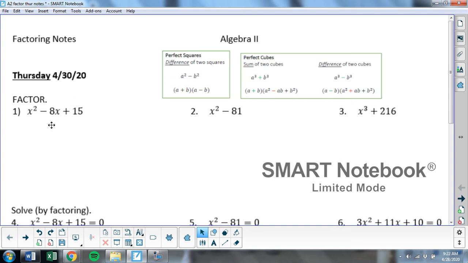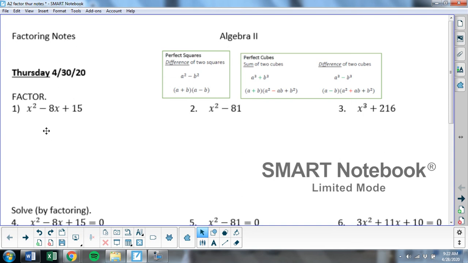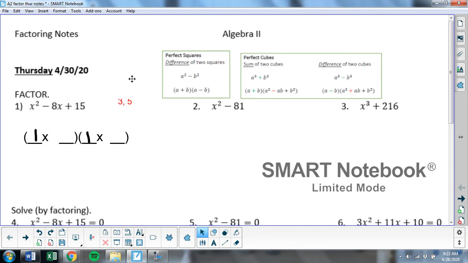So you're going to be thinking about the first day when we did something like this. So we want to think about combinations that multiply to 1, which are 1 and 1. Combinations that multiply to 15, or factors of 15, which are 1 and 15, 3 and 5. So what should we try, 1 and 15 or 3 and 5 if we're trying to get negative 8? We're probably going to try the 3 and the 5.